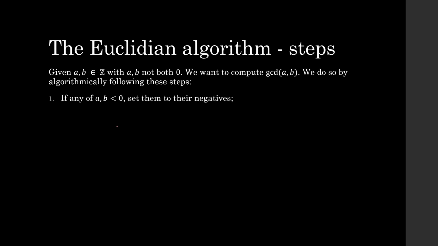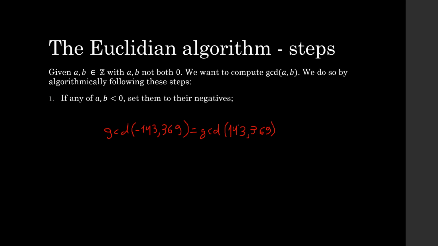Let's take an example. If I want to compute the GCD of minus 143 and 369, that's actually the same as the greatest common divisor of 143 and 369. That's all that this step is telling us to do. We're just switching minus 143 to 143.